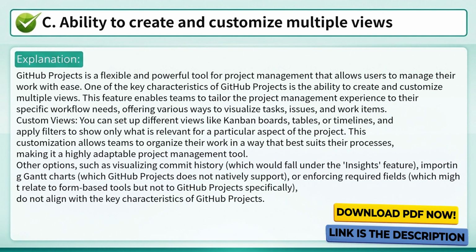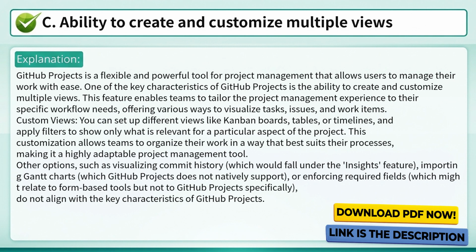Explanation: GitHub Projects is a flexible and powerful tool for project management that allows users to manage their work with ease. One of the key characteristics of GitHub Projects is the ability to create and customize multiple views. This feature enables teams to tailor the project management experience to their specific workflow needs, offering various ways to visualize tasks, issues, and work items.